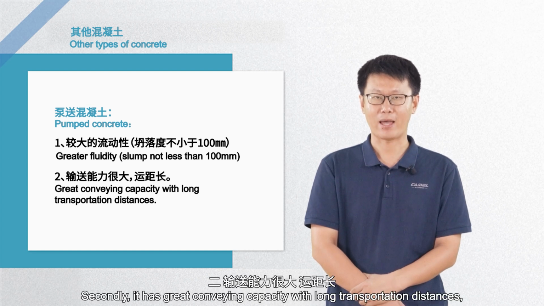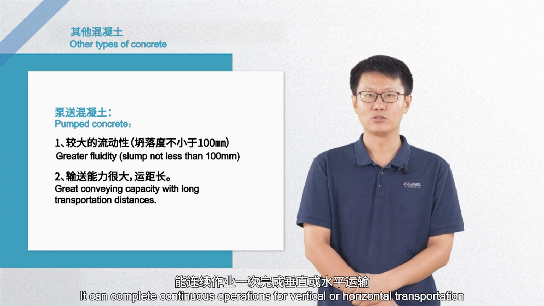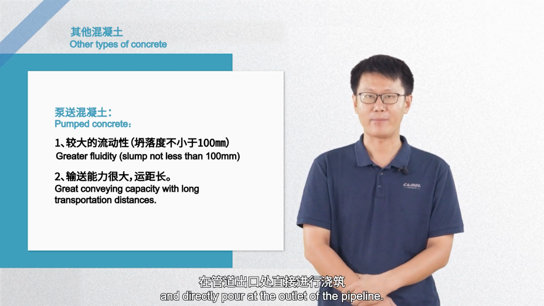Secondly, it has great conveying capacity, with long transportation distances, up to 800 meters horizontally and 300 meters vertically. It can complete continuous operations for vertical or horizontal transportation and directly pour at the outlet of the pipeline.